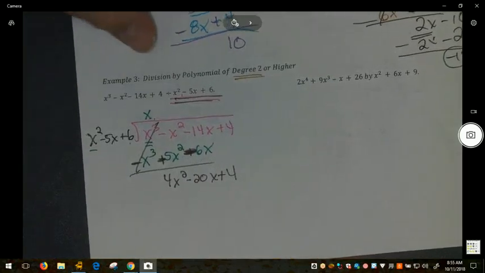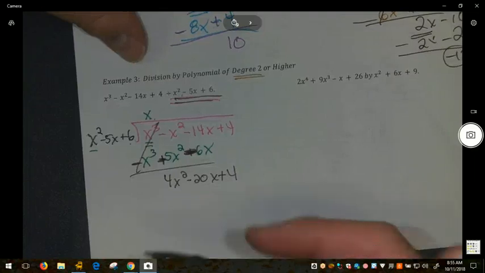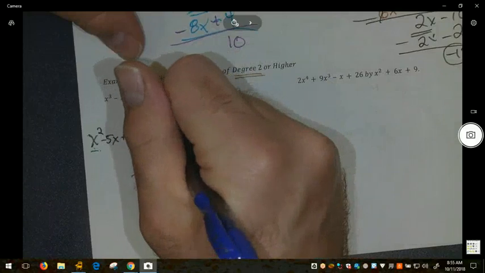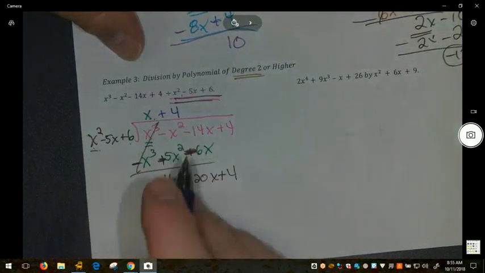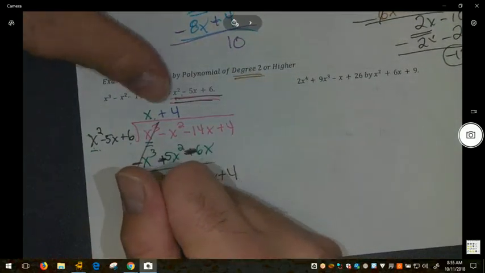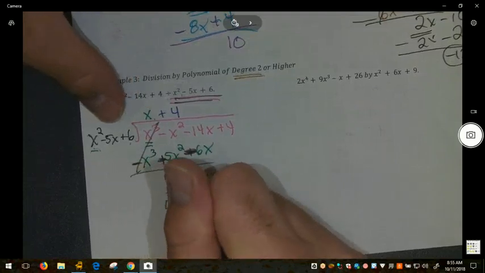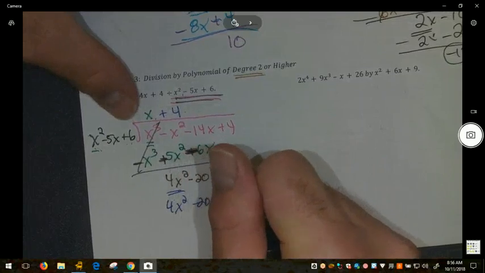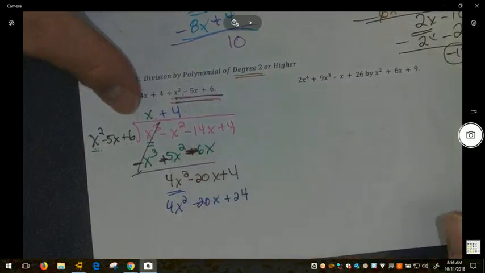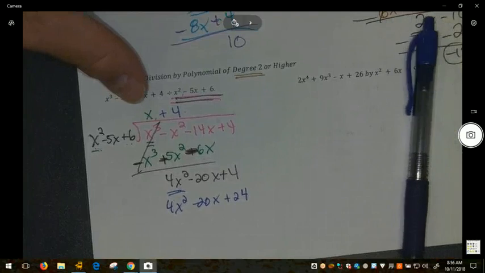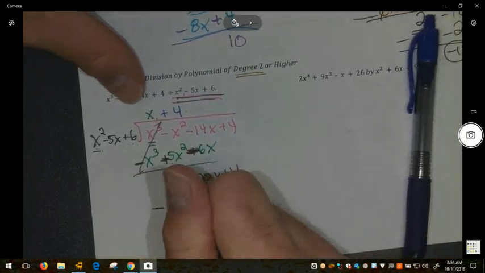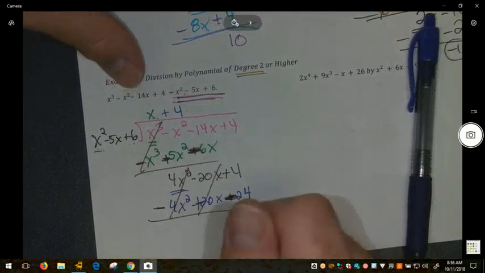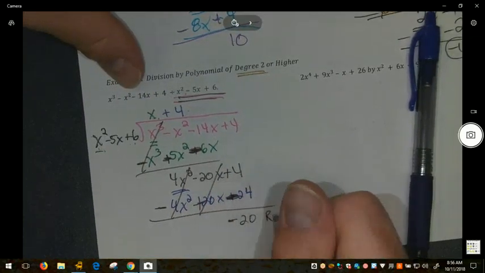I do this as long as I can until I can't get it to go in anymore. This is 4x squared. x squared times 4 will multiply to 4x squared. So when I do that, I get 4x squared minus 20x. 4 times 6 is 24, so plus 24. Change the sign on every term we just generated. Combine like terms. We are left with a remainder of negative 20.